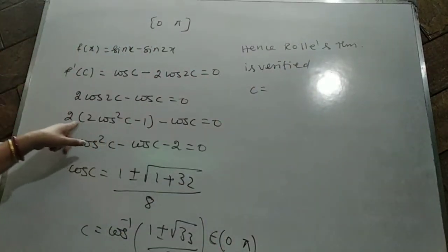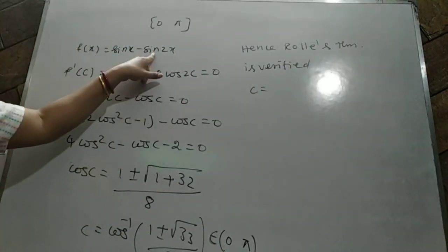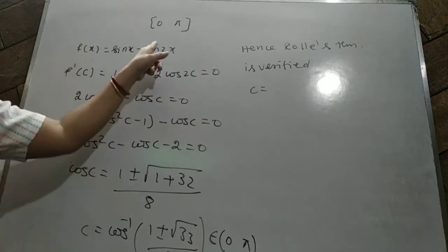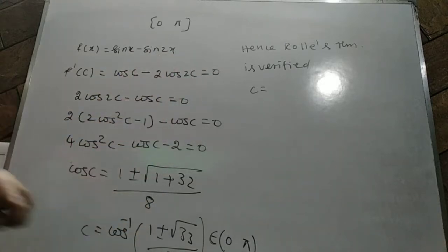We did not write the 2 cos 2x step there. We differentiated directly, cos 2c into differentiation of 2x, that we will get. This step we did not write, so make a correction of that step. So when c is equal to, write the entire answer: cos inverse of 1 plus or minus under root of 33 upon 8. Are you clear, beta?